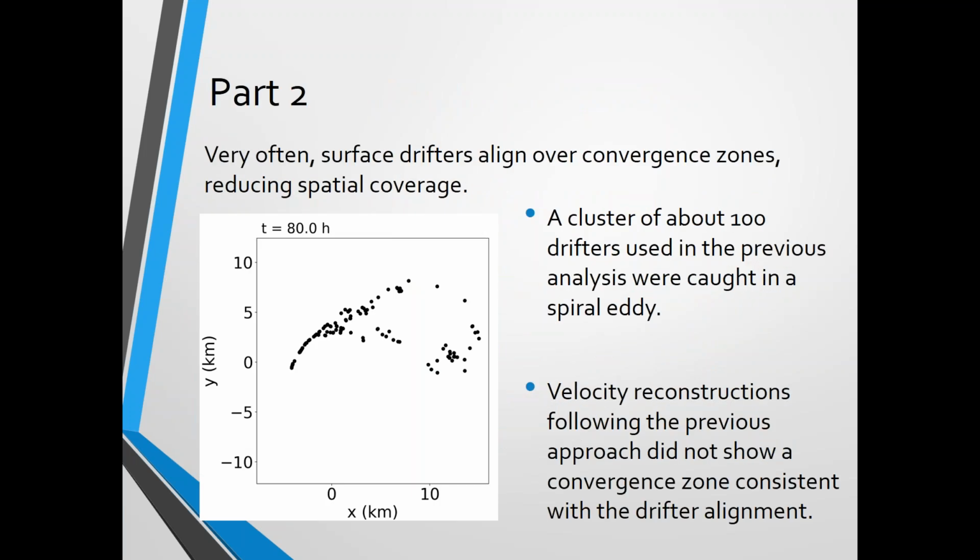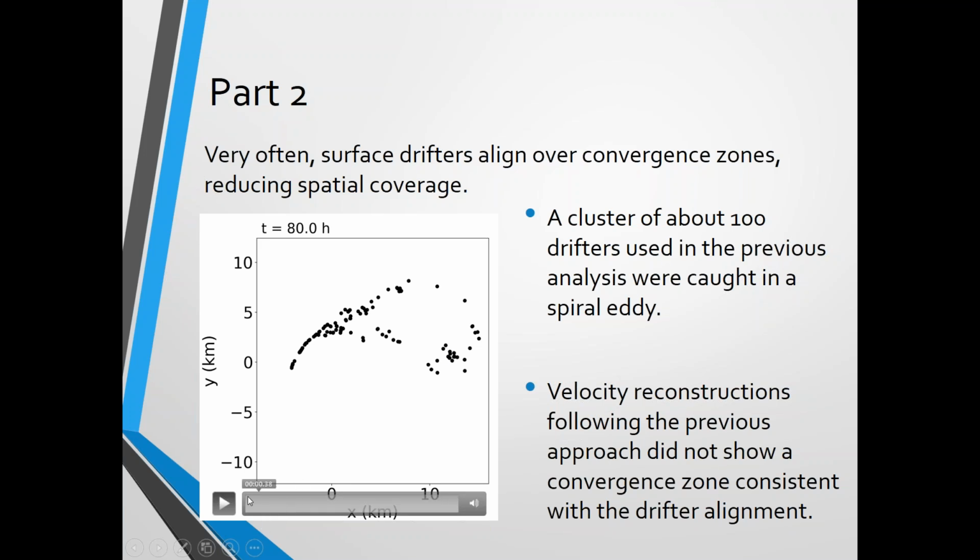So the second part, to motivate what led to the second part: very often the surface drifters align over this convergence zone, they form a line, reducing the spatial coverage. And once you have drifters in a string of line, it's impossible to have an estimate of convergence.